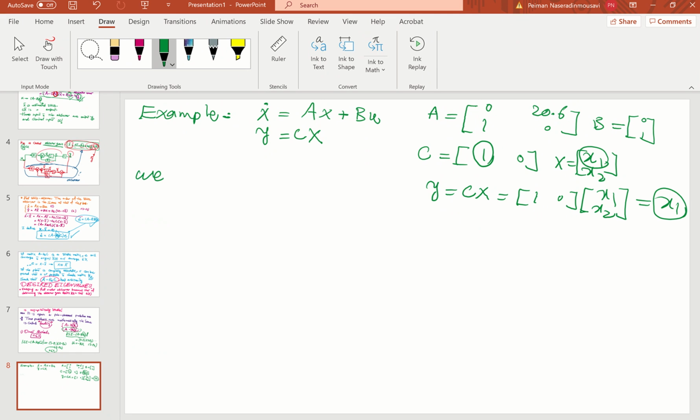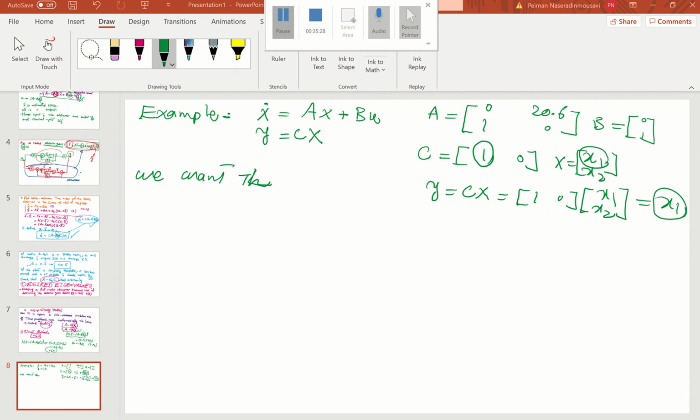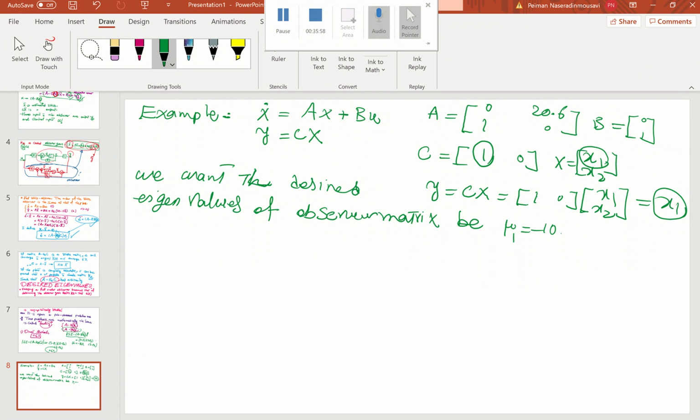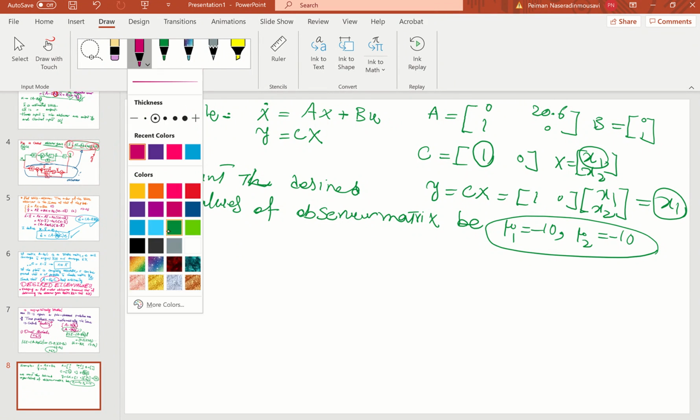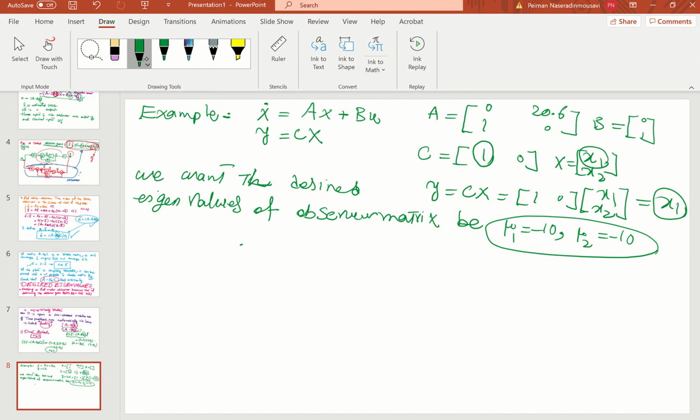For this system, we want the desired eigenvalues of the observer matrix: mu1 is -10 and mu2 is -10, because we have a second order system, so we have two state variables to be estimated. So now design the observer, meaning determine the observer gain.